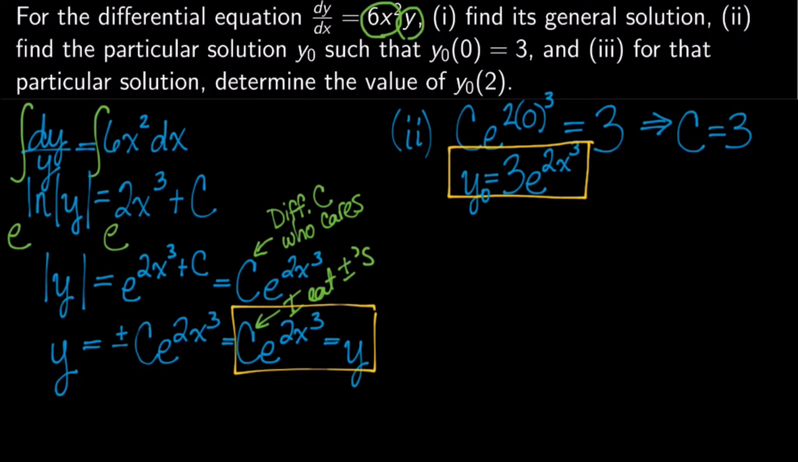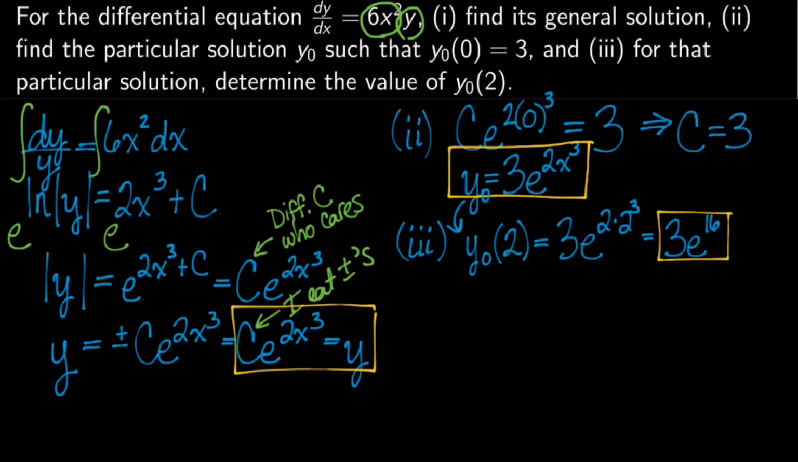Whatever. All right, so part 3. Given that particular solution in part 2, what is y naught of 2? Well, if you were successful in finding a formula, all you gotta do is substitute 2 for x, and you get 3 times e to the 2 times 2 cubed, 3e to the power of 16. Boom.